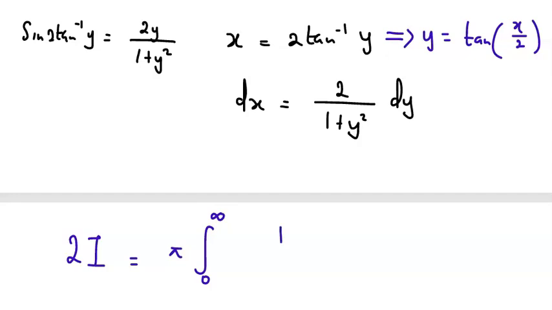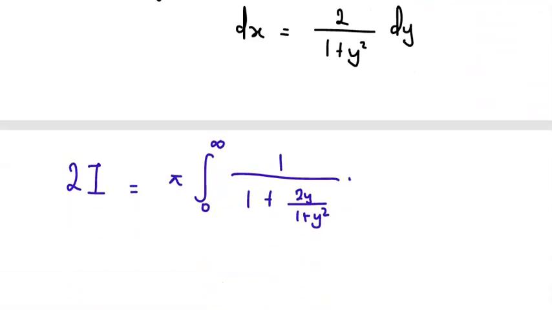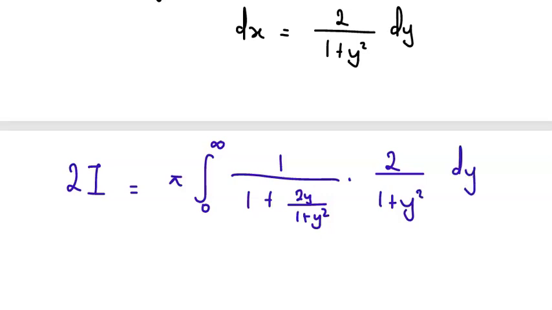And here we're going to have 1 all over 1 plus the sine of 2 arctangent of y, that will give us 2y over 1 plus y squared, right? Then multiply by dx. Is that our dx? Yes, okay. So our dx is equal to 2 divided by 1 plus y squared. So we have 2 divided by 1 plus y squared, and then we have our dy. So here 2I is equal to pi, the integral from 0 to infinity.